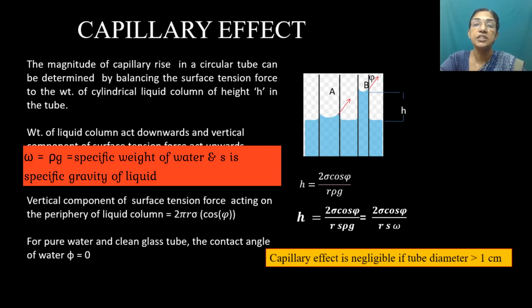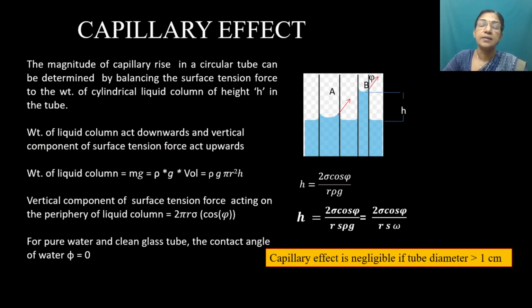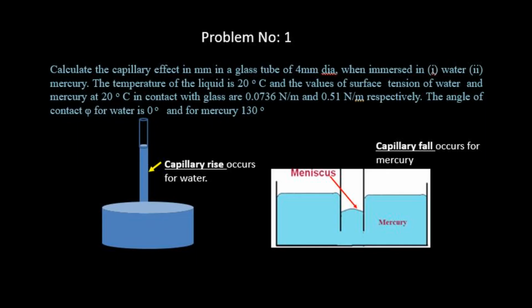Capillary effect is negligible if the diameter of the tube is higher than 1 centimeter. So whenever we have engineering applications and we are dealing with small tubes, the diameter of the tube that is used should be higher than 1 centimeter. For example, if you are using a piezometer for measuring the pressure, in order to eliminate the capillary effect, the tube size should be higher than 1 centimeter. Capillary effect can be determined by solving a problem.